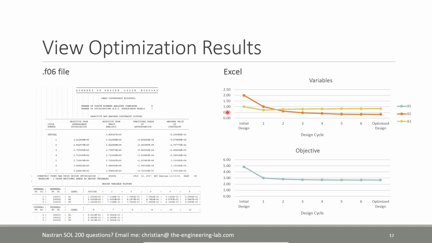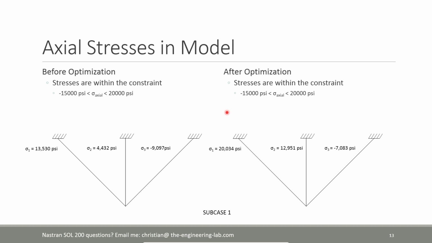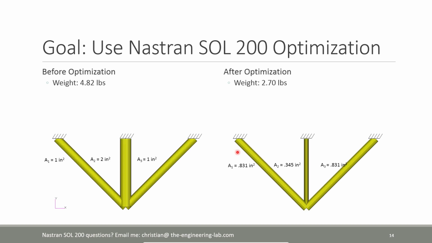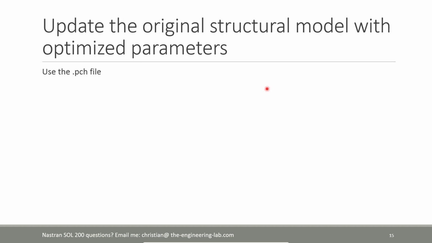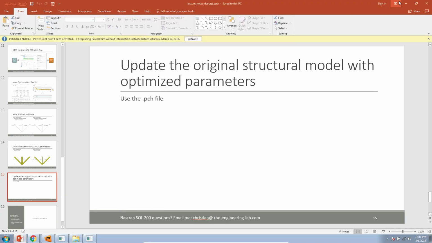So we went ahead and looked at the results. We looked at the new structural results. Here's just the optimized stress state. Remember that one element is now reaching the upper limit of the stress constraint. But besides that, all the other constraints are being satisfied. The weight, as you saw from the plots, went from 4.82 to a new value of 2.7. And the last thing I want to do is show you how to convert your original BDF file with the new optimized parameters.